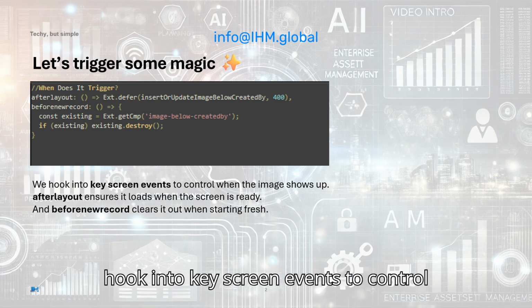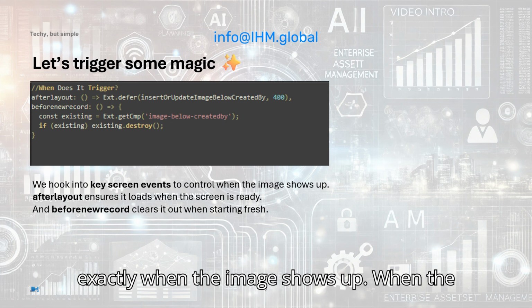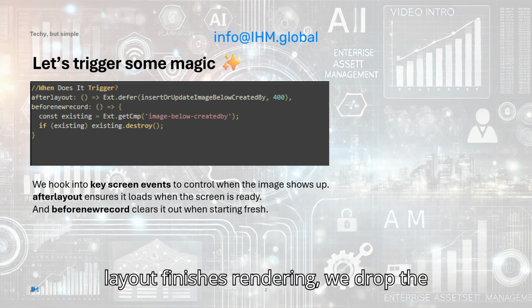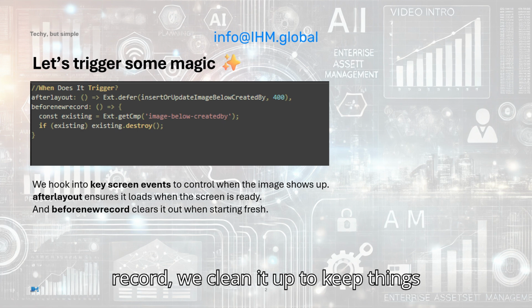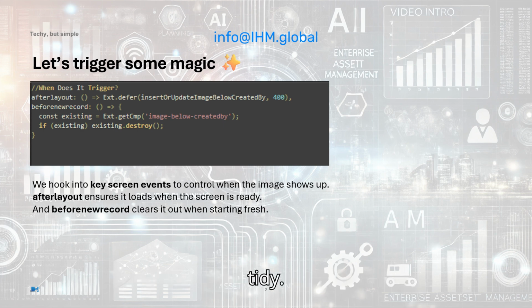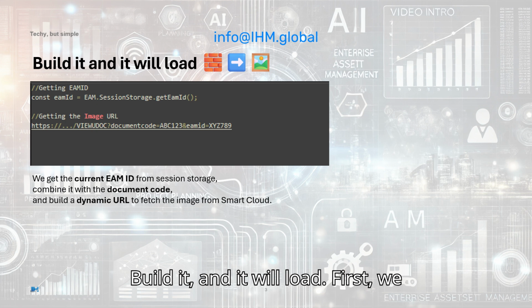We hook into key screen events to control exactly when the image shows up. When the layout finishes rendering, we drop the image in. And before creating a new record, we clean it up to keep things tidy. Build it, and it will load.